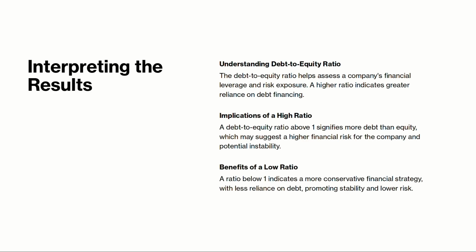Interpreting the results. Understanding debt to equity ratio. The debt to equity ratio helps assess a company's financial leverage and risk exposure. A higher ratio indicates greater reliance on debt financing. Implications of a high ratio. A debt to equity ratio above 1 signifies more debt than equity, which may suggest a higher financial risk for the company and potential instability. Benefits of a low ratio. A ratio below 1 indicates a more conservative financial strategy with less reliance on debt, promoting stability and lower risk.